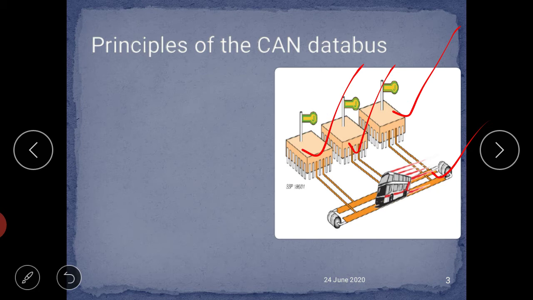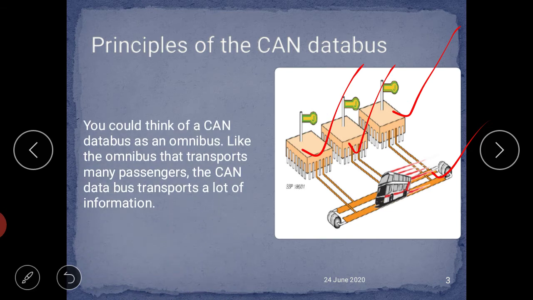So it means that from various junctions, passengers can travel on the highway. So all the junctions are accessible to the passenger. Okay, so similarly the CAN bus system is like this: you could think of a CAN data bus as an omnibus, like the omnibus that transports many passengers. The CAN data bus transports a lot of information. This is a similar concept to the omnibus, which is transporting many passengers from one junction to another. Okay.